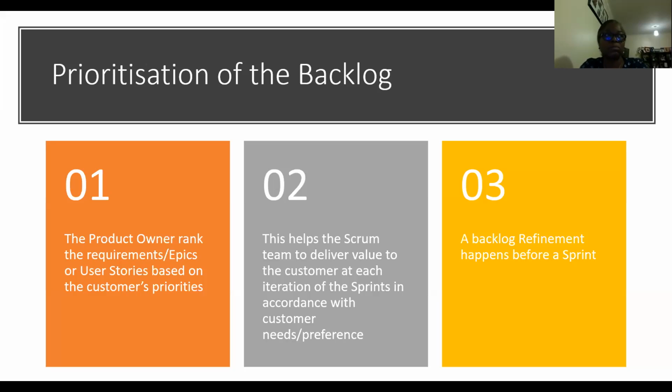if we think back on our own experience here, when we built a website, the product owner would actually say, this is what we're going to do next. And that's because obviously, if it was a real life situation, they would have spoken to the customer to say, so what do you want done next? And then would select something from the product backlog. This helps the Scrum team to deliver value to the customer at each iteration of the sprint in accordance with customer needs or preferences. So a backlog refinement happens before a sprint.